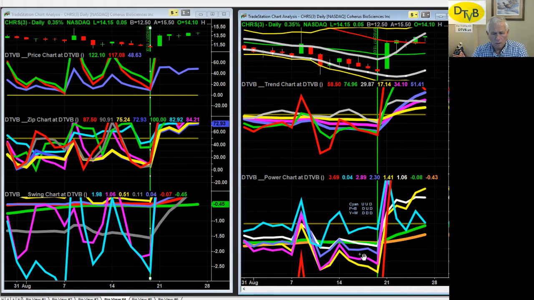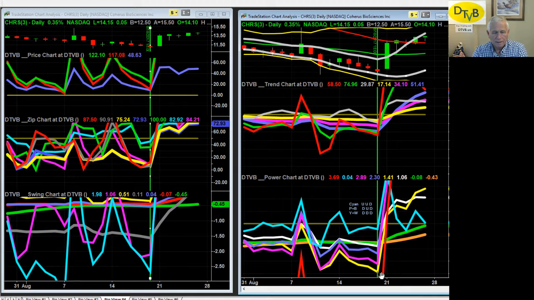I'll also point out that power yellow is lowest, indicating that that can be the start of an uptrend with the yellow twins. If you're familiar with the twins, it's zip yellow lowest and power yellow lowest, and when they're both going up, you're in an uptrend, and when they're both highest and going down, you're in a downtrend.